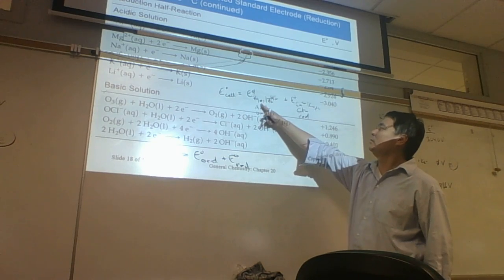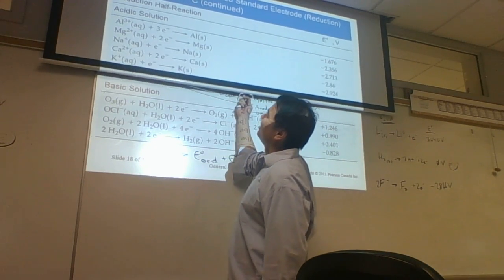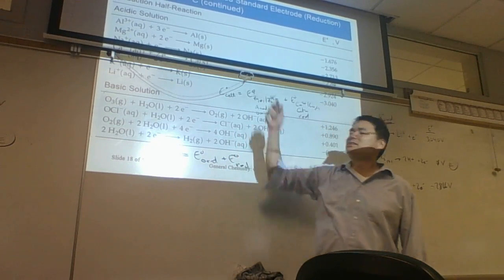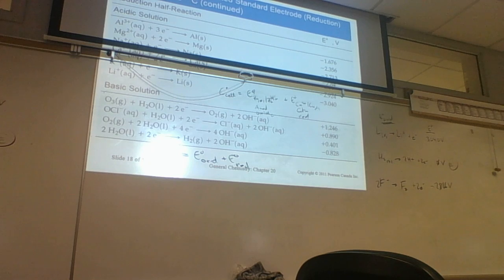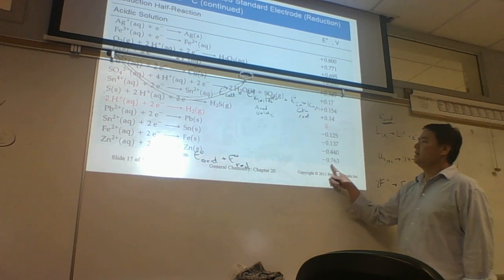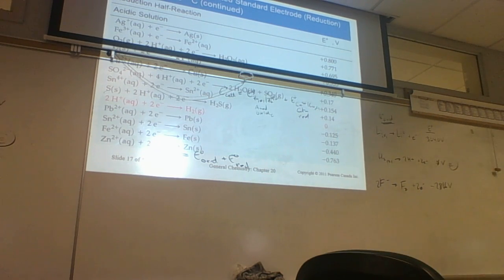So Zn goes to Zn2 plus. Let's see if that's on this one. Zn goes to Zn2 plus is here. Zn goes to Zn2 plus is minus 0.763 volts. Yeah, that's the slide here.